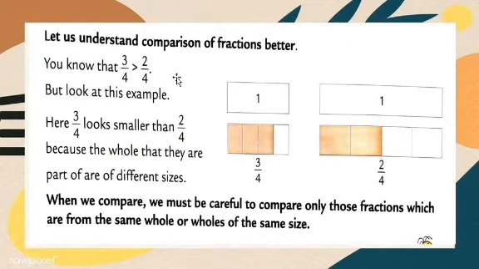Now, my dear students, we move further. Let's understand the comparison of fractions better. We know that 3 upon 4 is greater than 2 upon 4. But look at the example. Here the 3 upon 4 looks smaller than the 2 upon 4, because the wholes that they are parts of are of different sizes.